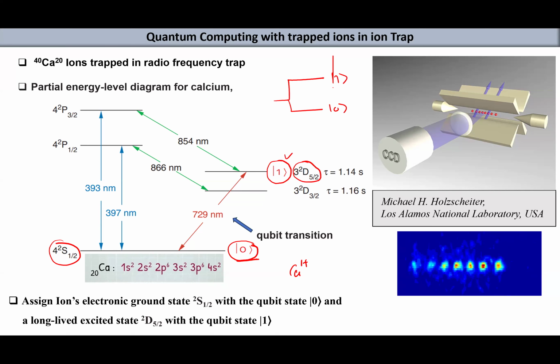So you can see in this situation we had a spin up and spin down. And in this case, it is the ground state of the calcium and the first excited state of the calcium. So these two can be used as the two states, and these two states can act like a qubit. Is this clear to everybody? All right.